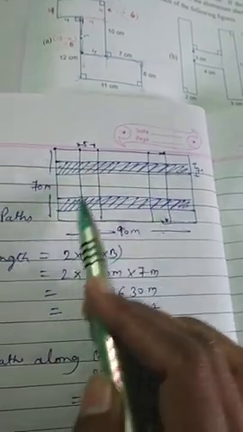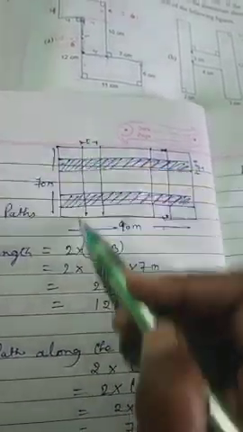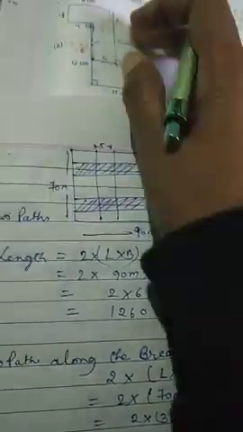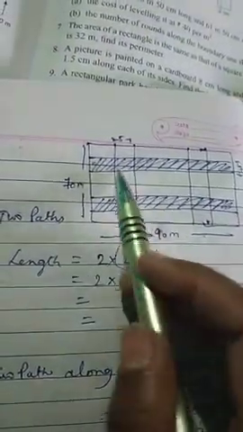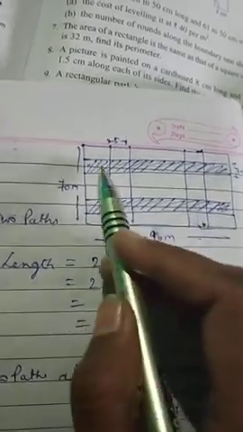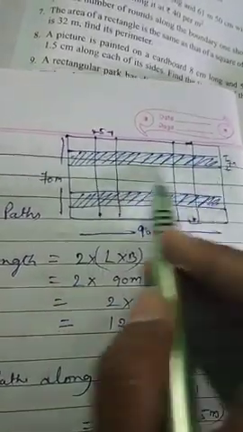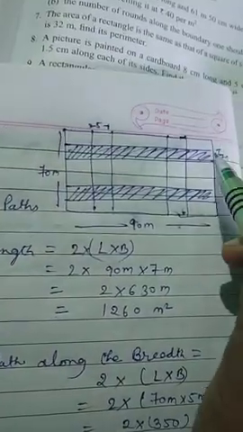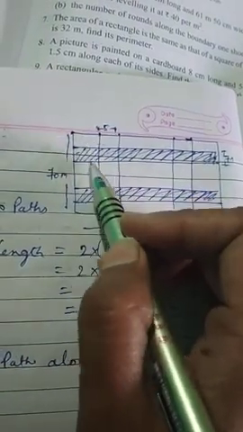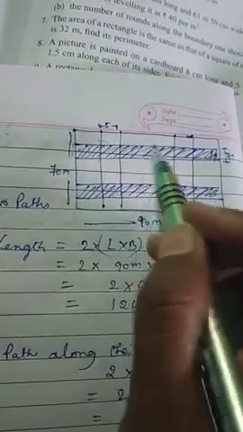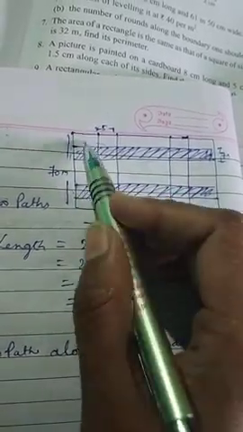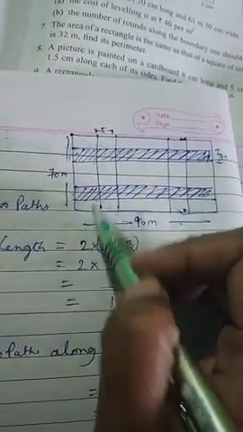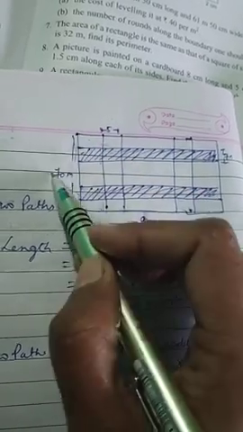Suppose this is a rectangular park. These two paths are running along the length and these two are running along the breadth. So we need to find out the area of the path. The area of this path you can simply find out because its length is equal to this length 90 and breadth is given, that is 7 meter width. So length into this breadth, and similarly this path also the same, length into breadth. Similarly we can find out this path area also, its length is 70 meter and breadth is 5 meter.